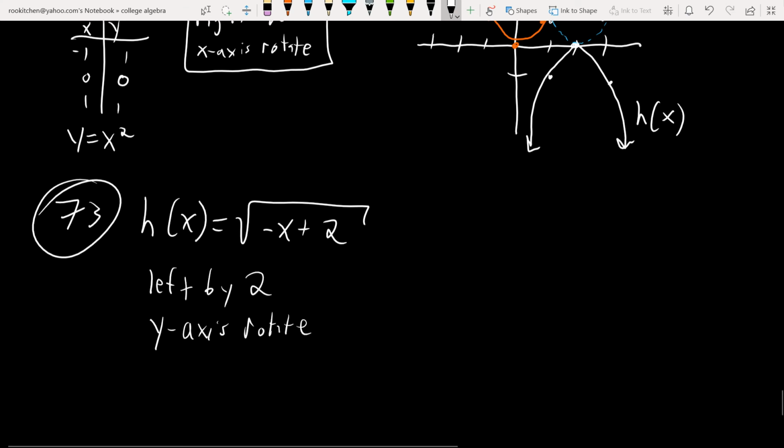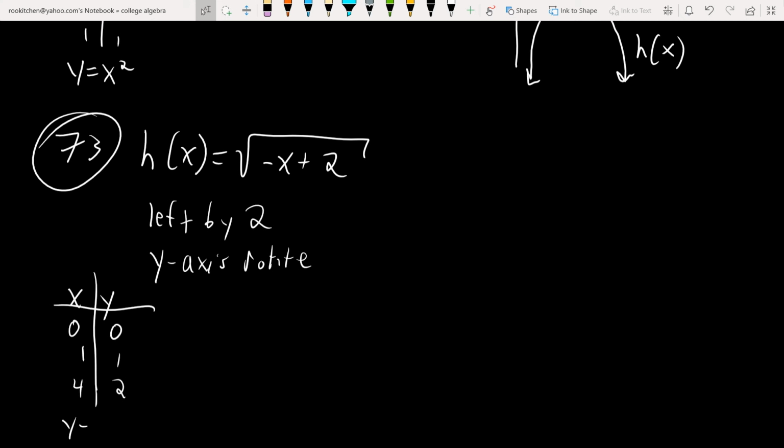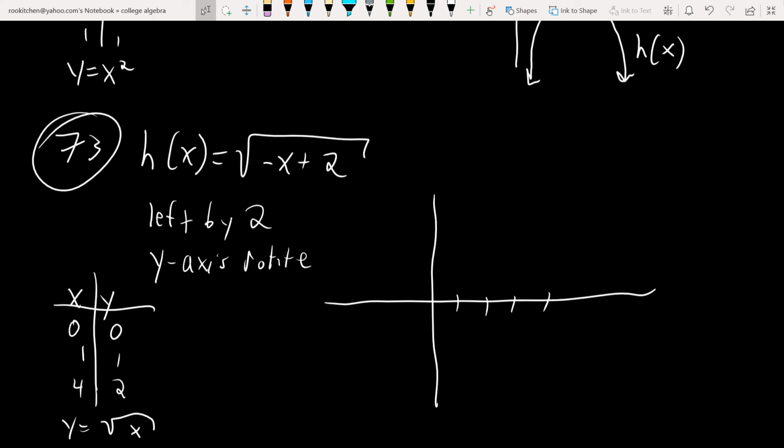Okay. And again, if you want to show some work, we could do a little table. What do we have? 0, 0, 1, 1, 4, 2 for y equals square root x. Okay, so I usually just start with that. So 0, 0, 1, 1, 4, 2. Okay, so this is my original. I should have put the original in a different color. Then I want to go left by 2, so I'll put that in red. 1, 2. So my dots all move over by 2.